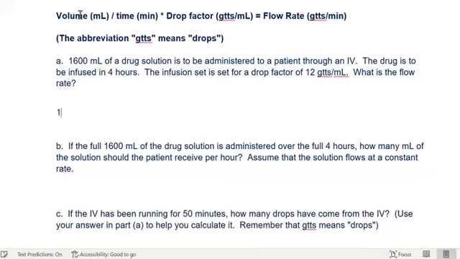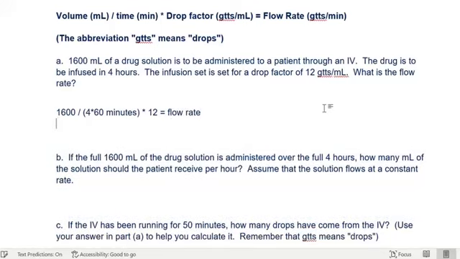So we have 1600 milliliters. That goes in for volume in the formula. And then the time is 4 hours. So I'm going to use parentheses and do 4 times 60. It's 4 hours times 60 minutes. That converts our time into minutes. If we want to multiply that by our drop factor, for this one it's 12 drops per milliliter. And that equals the flow rate, which is what we're trying to solve for.